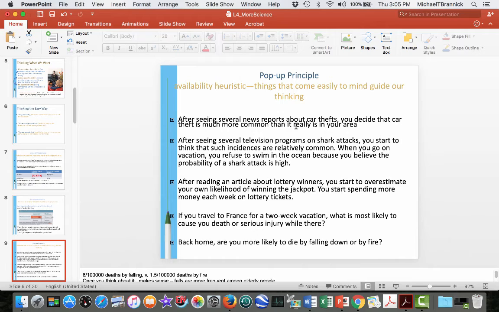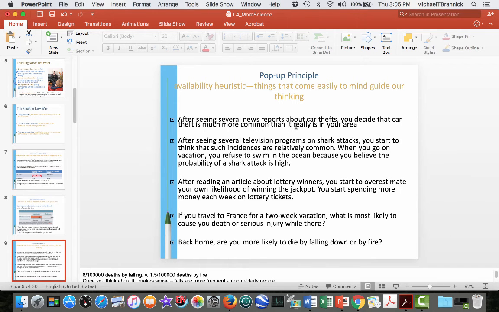And probably you think you're more likely to die by fire. Most people do, because that's the thing you see in the news. You see fires in the news. You don't see much in the news about people falling down and dying. But actually, you're more likely to die by falling down than by burning to death, especially if you're old. Old people fall down, they hit their head, and that's the end of us.